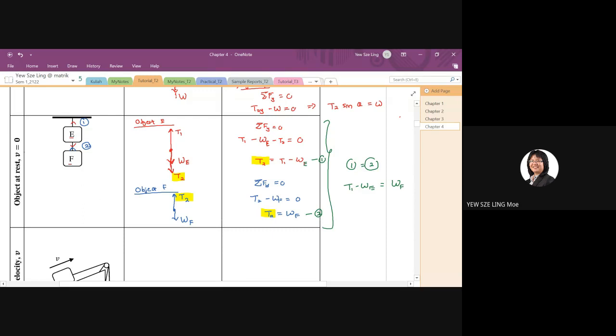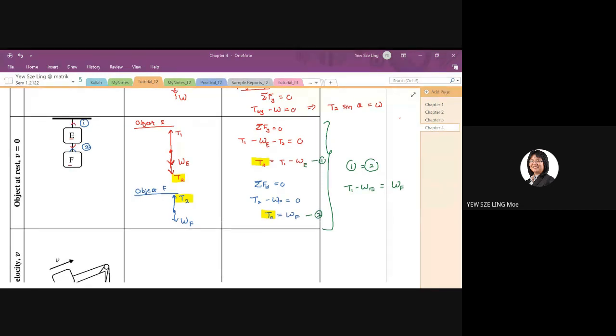So I give you 1 minute to write it down. If you have any questions, you may ask, before we proceed to the next situation where the object is moving with constant velocity. So this is the last example for object at rest. If you have any questions, make sure to ask.